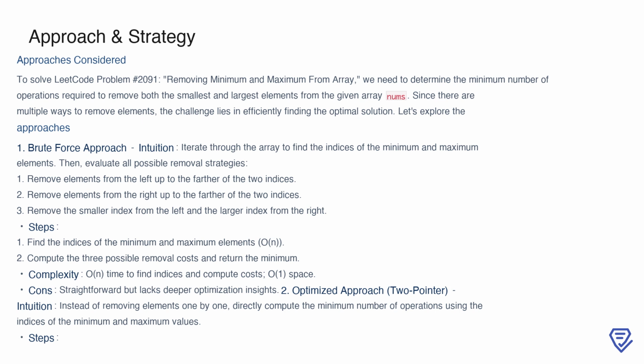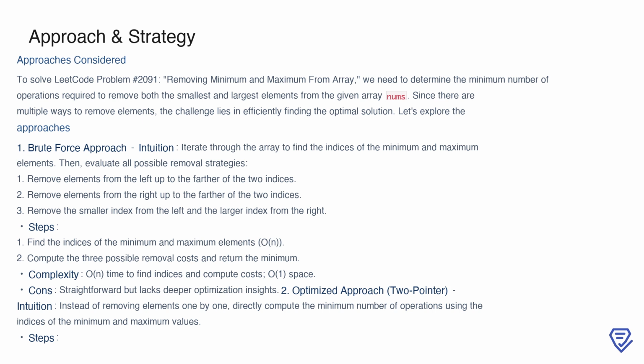Since there are multiple ways to achieve this, efficiency becomes key. Let's start by considering a brute force approach. The idea here is straightforward. We first find the indices of the minimum and maximum elements in the array. Once we have these indices, we evaluate 3 possible strategies for removal. The first strategy is to remove all elements from the left up to the farthest of these 2 indices. The second strategy is to remove all elements from the right up to the farthest of the 2 indices. Finally, the third strategy involves removing one index from the left and the other from the right. After computing the costs of these 3 strategies, we simply return the smallest value.